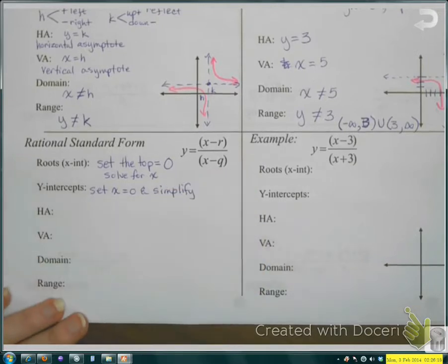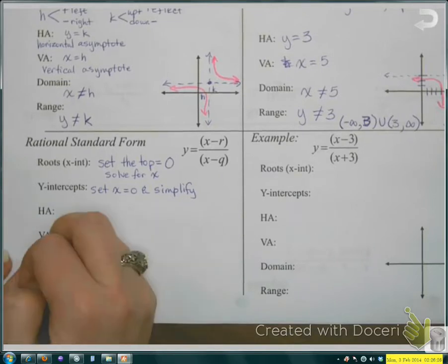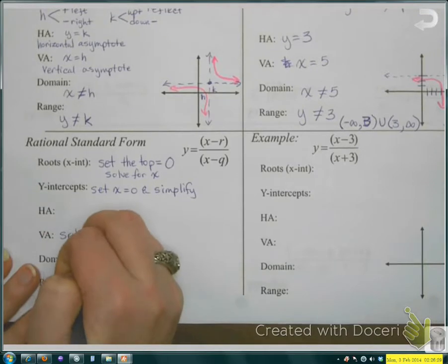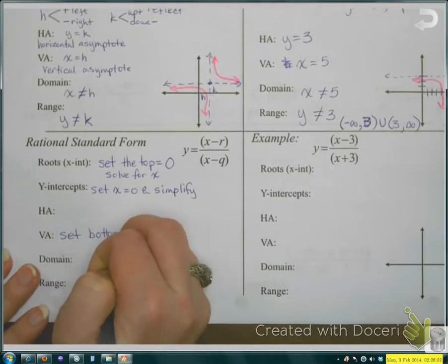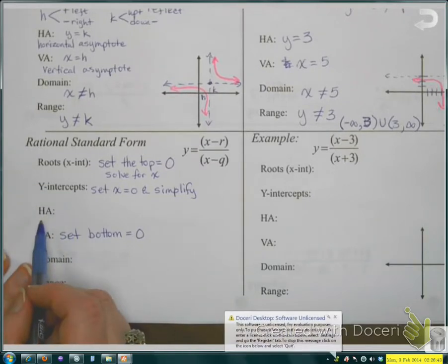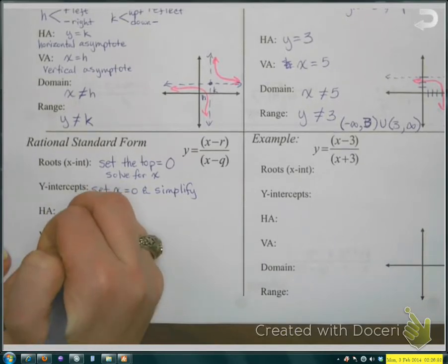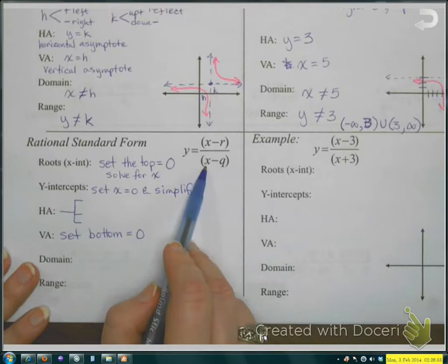Okay. Horizontal asymptotes are a little bit different in this one. We set the bottom equal... Sorry, that's vertical asymptotes. We set the bottom equal to 0. And then with horizontal asymptotes, we are going to look at a case statement. And our case statement is very peculiar. We are going to look at the exponent of the top versus the exponent of the bottom.